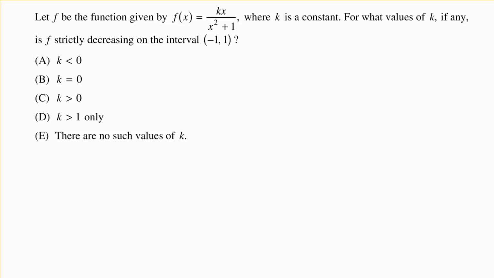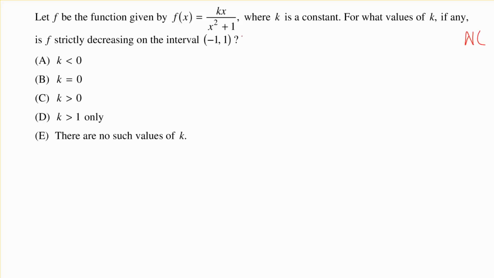Let f be the function given by f of x equals kx over x squared plus 1, where k is a constant. For what values of k, if any, is f strictly decreasing on the open interval from -1 to 1, meaning its derivative would be always negative? So we've got to look, and this would be no calculator.